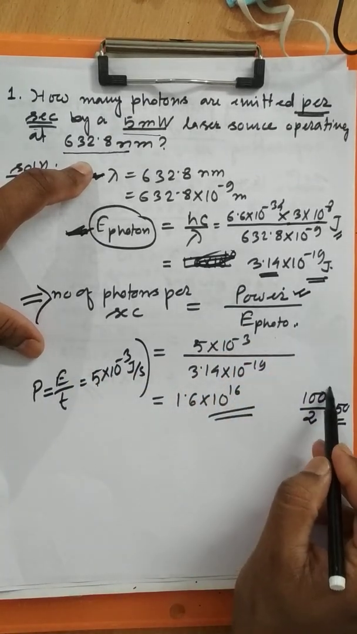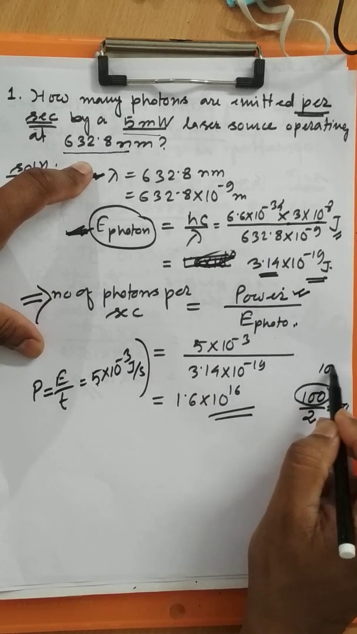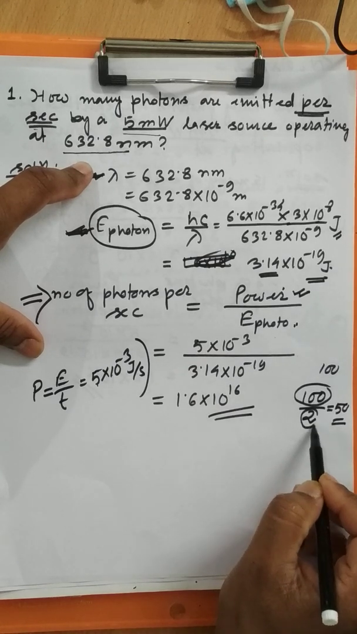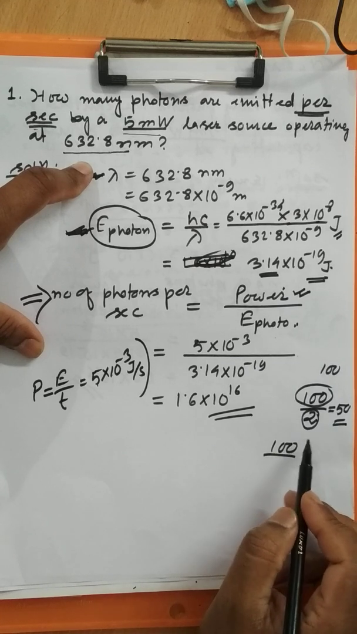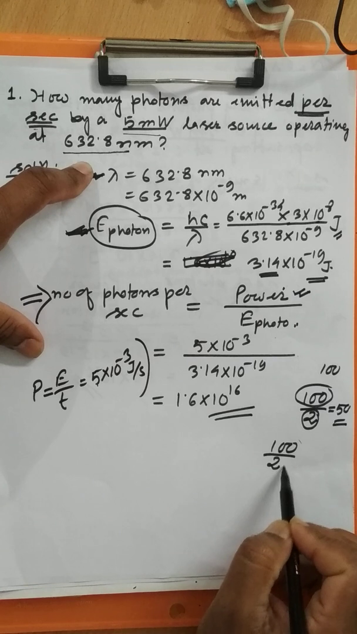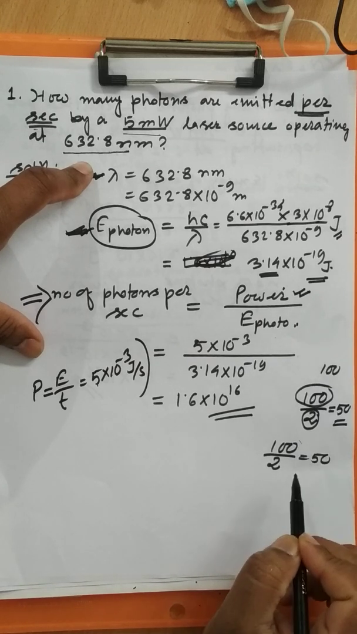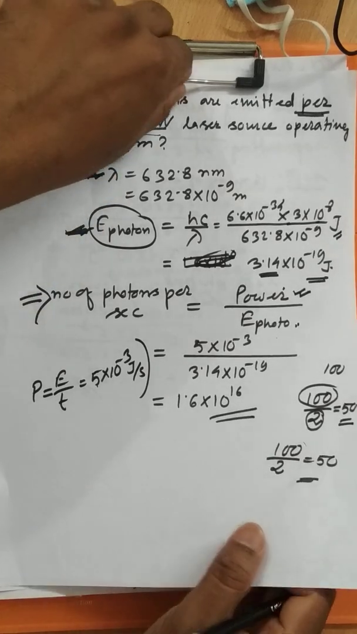For example, this is the example we have taken. Suppose a source is releasing 100 energy every second and the energy of one photon is 2. Then in 100 energy how many photons will be there? Energy of one photon is 2. How many photons will be there? 50 photons. Okay, now from here let me go to another question.